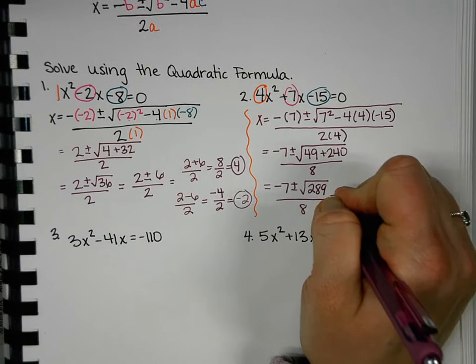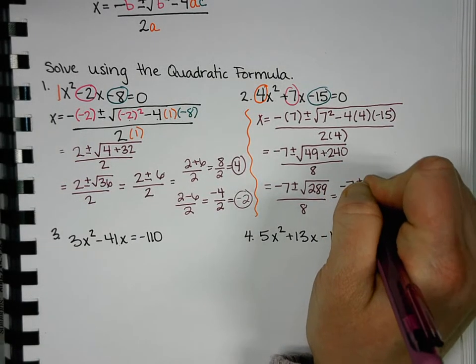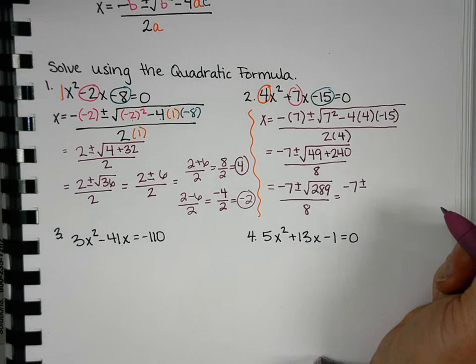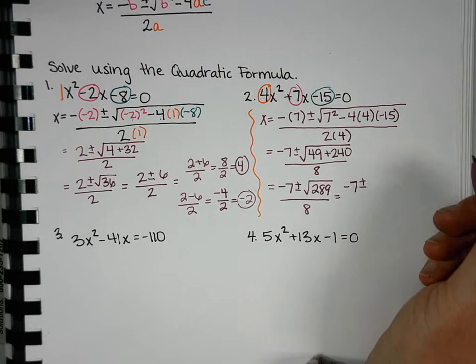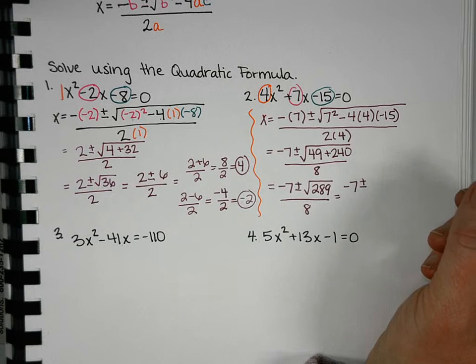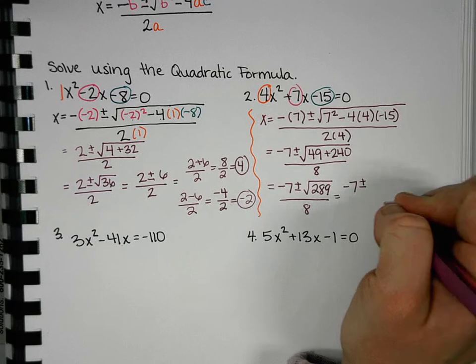289 is a perfect square. Anyone know what the square root of 289 is? 19. Close. 18. Higher. 21. Lower. 18. Lower. 17. 17.